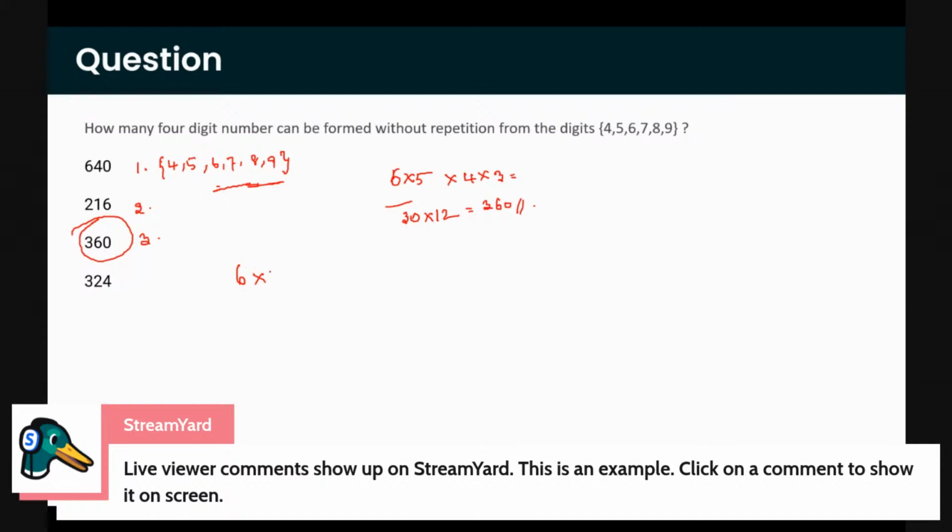Okay. So 6. After selecting a number, we will have the remaining 5 numbers, so I'm writing it as 5. After selecting 2 out of 6, I'll have 4. After selecting 3 out of 6, I'll have 3. Why am I stopping here and not choosing 2 and 1 also? Because I want a 4 digit number, right? That's why 6 into 5 into 4 into 3. When I multiply all these values, I'll get 360. This is my final answer. Okay?